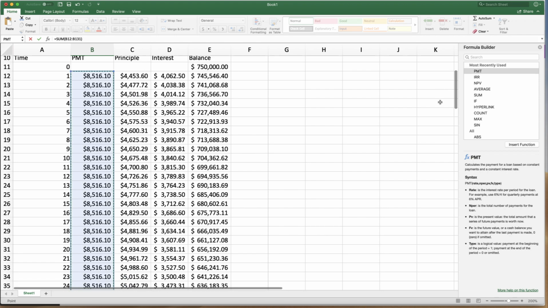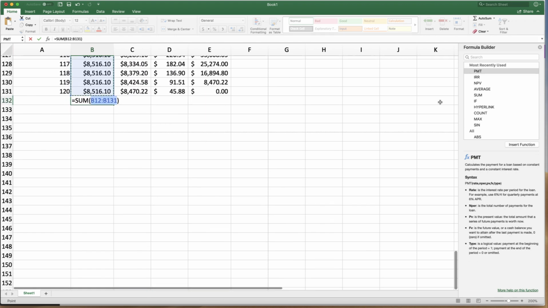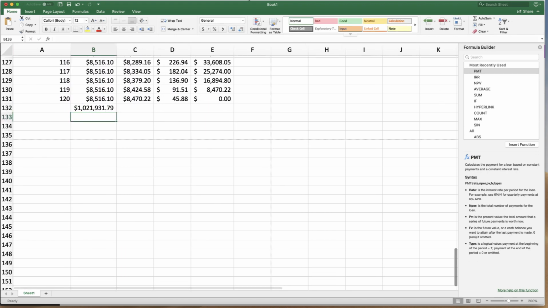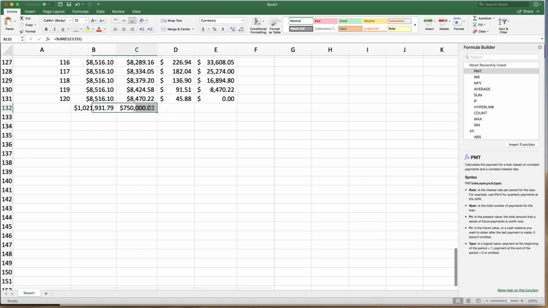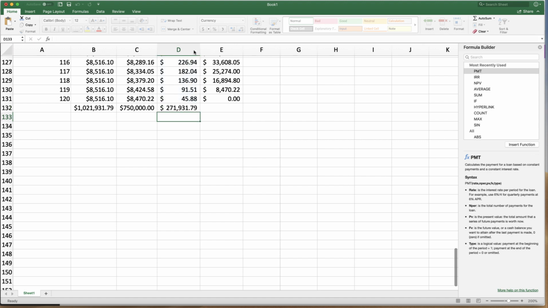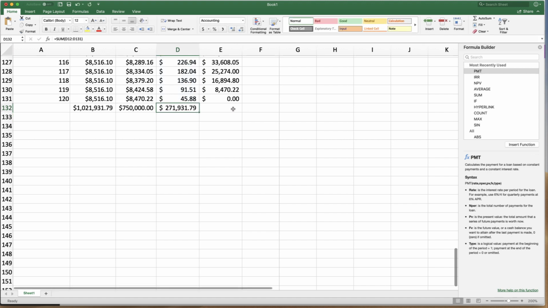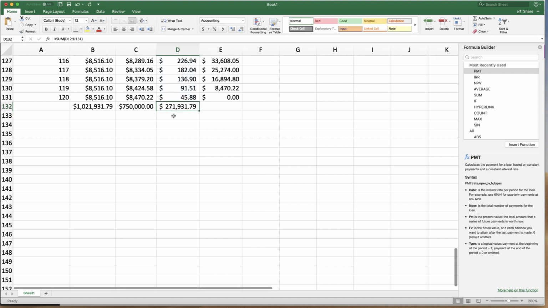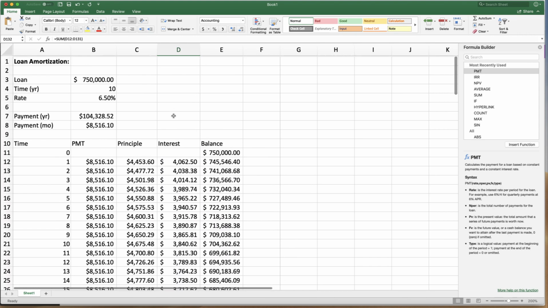From a cash flow standpoint, across the 10 years, we'll be outflowing a little over $1 million. In terms of principal, we're paying back the $750,000. In terms of interest, we are paying back $271,000. So what does this really cost us? It costs us $271,000 across all of these years.